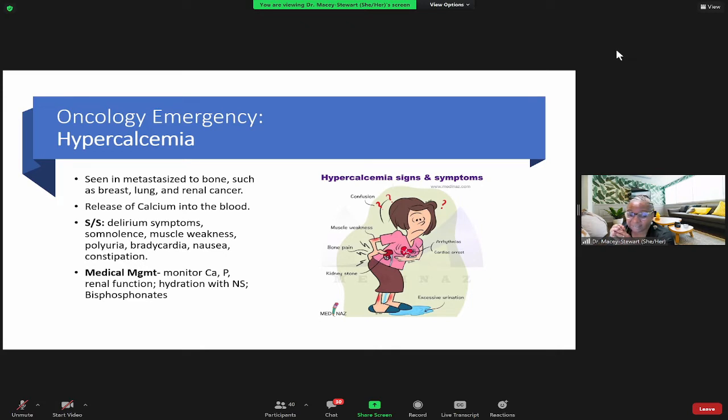So a lot of the signs and symptoms that you see on this slide is a combination of the serum calcium going up and the potassium going down. Usually they will manage these patients by giving them hydration of normal saline, or they'll give them bisphosphonates. The bisphosphonates will allow the calcium to go back into the bone. Sometimes it works, sometimes it doesn't. Okay.